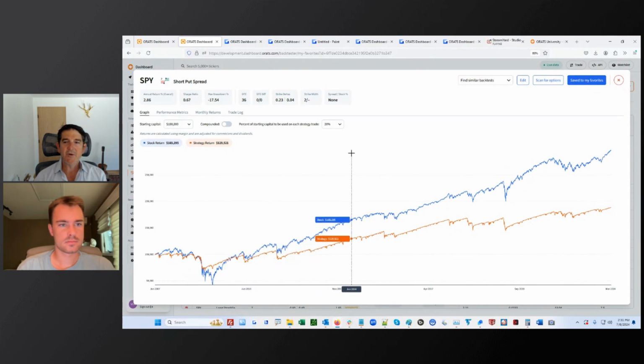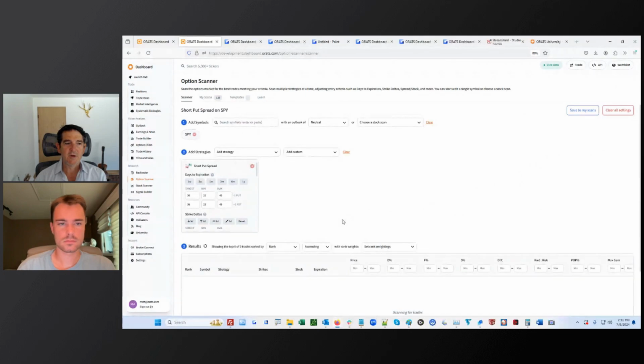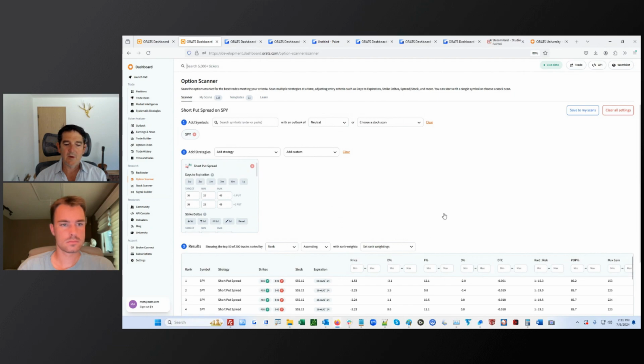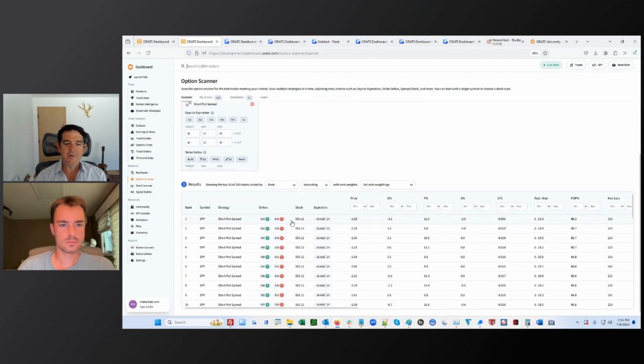So why don't we put a trade on for the strategy? And we do that by scanning for options. And then it's finding these trades here, and it's ranking these based on a distribution. Maybe I'll add our forecast, risk rewards, all that looks good.